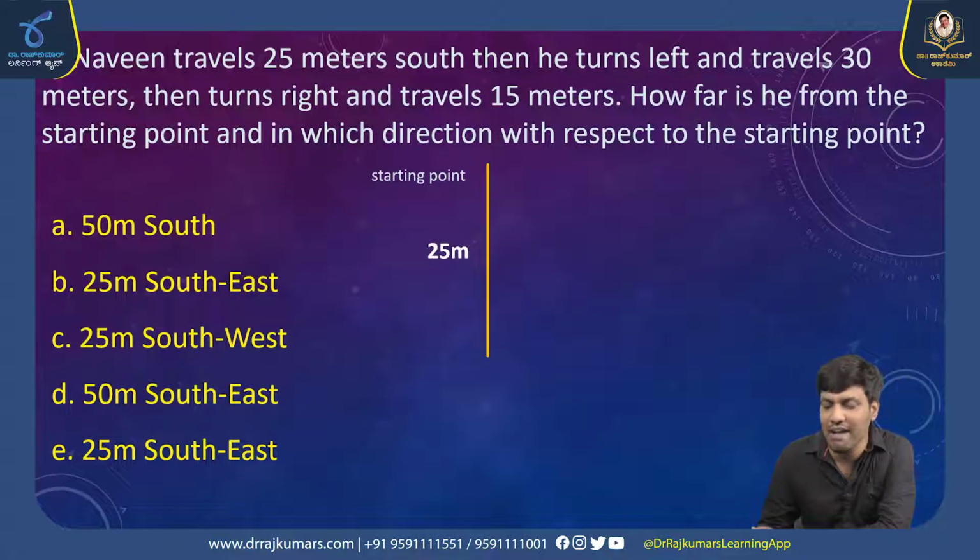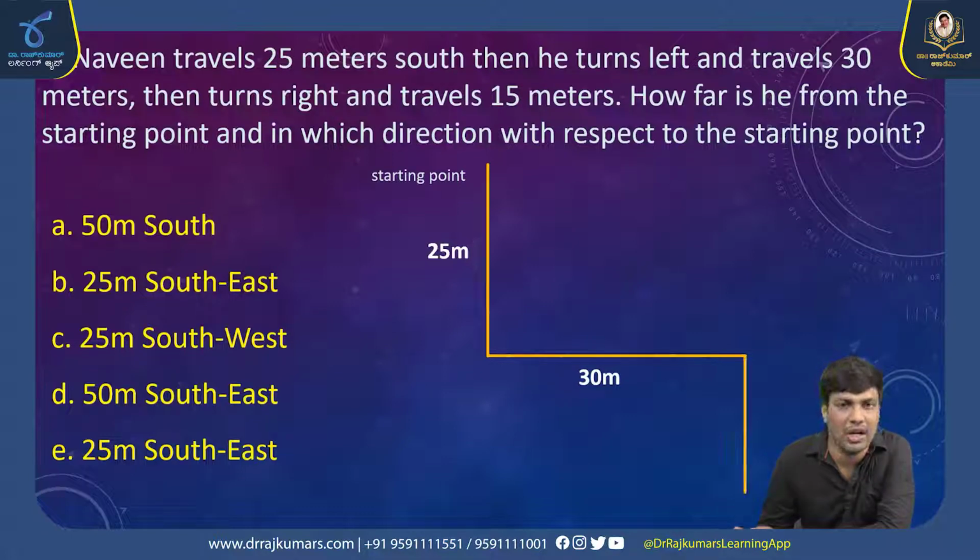Now he is taking a left turn. Left turn means moving in right direction. By moving right direction, he travels again 30 meters. Now he is in east direction. In east direction, turning right means moving bottom. By moving bottom, he is traveling a distance of 15 meters.